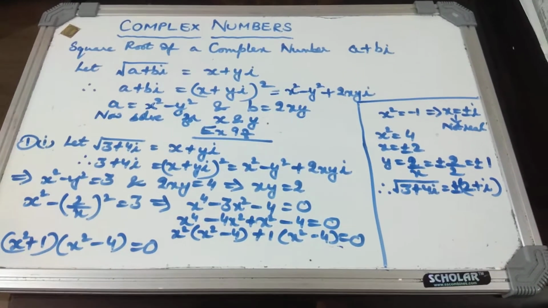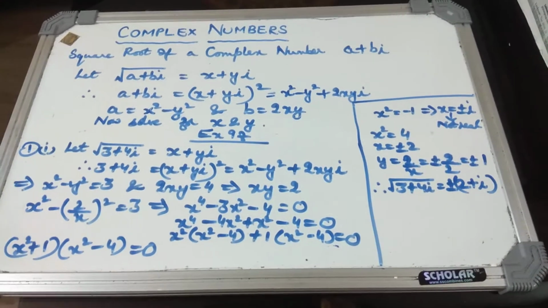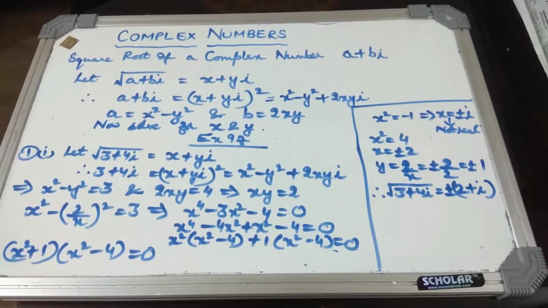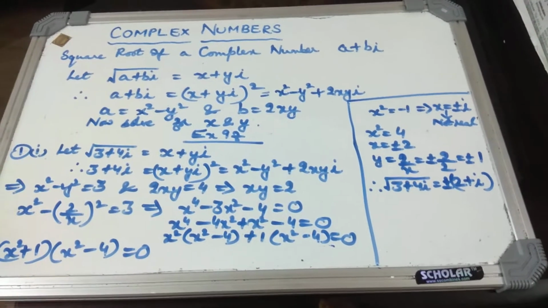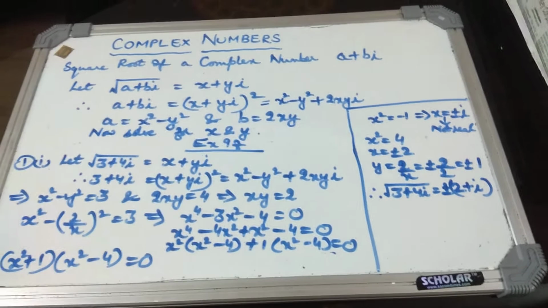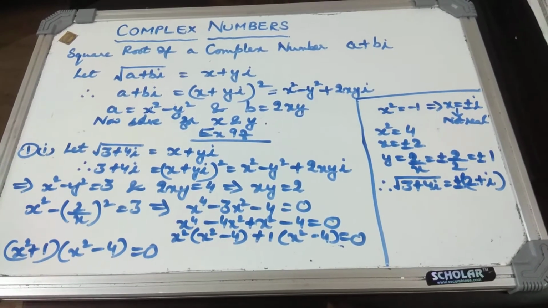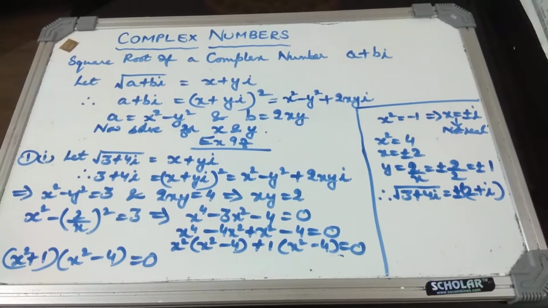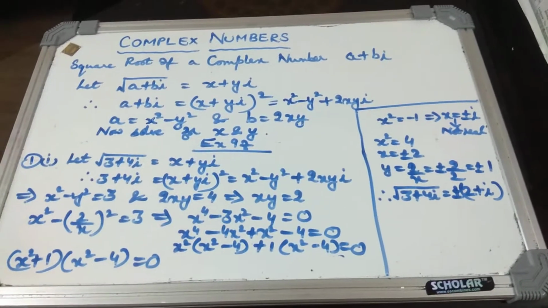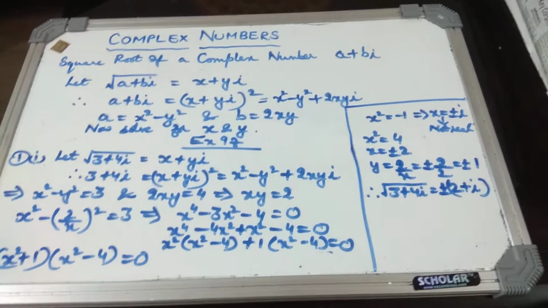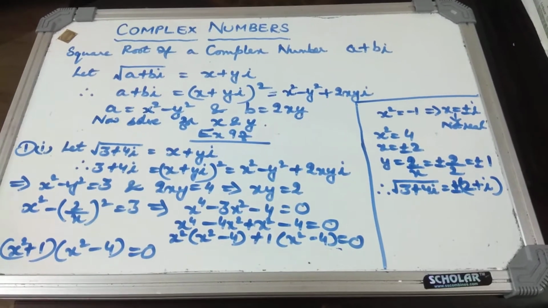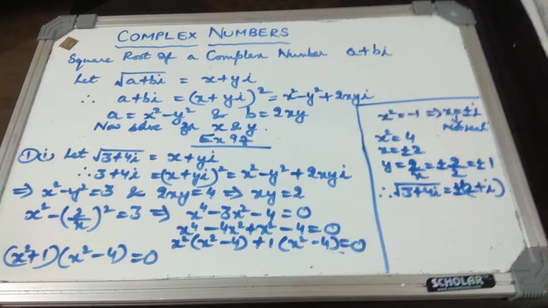Good morning, students. Today we are going to do the last topic for complex numbers, that is finding the square root of a complex number and then studying about the complex cube roots of unity, which are omega and omega squared. Just now I am going to start with the square root of a complex number. Now obviously you are familiar with the concept of square root.